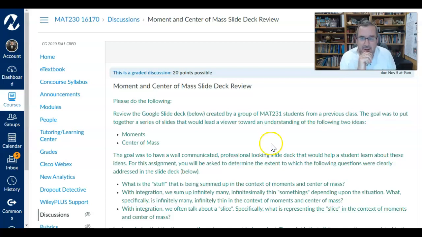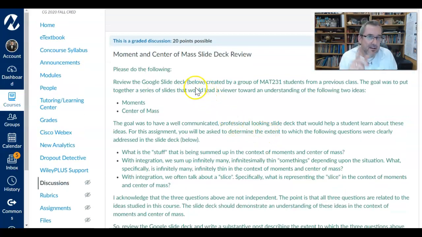So what I decided to do is this. A previous time that I taught this course, I made an assignment for students because they've been summing stuff up for so long that this whole way of thinking was like a thing, and I wanted to put it to the test. Could students tackle a topic that I haven't taught them, and could they create the Google slide deck that would tell the story of the idea of moments and center of mass?